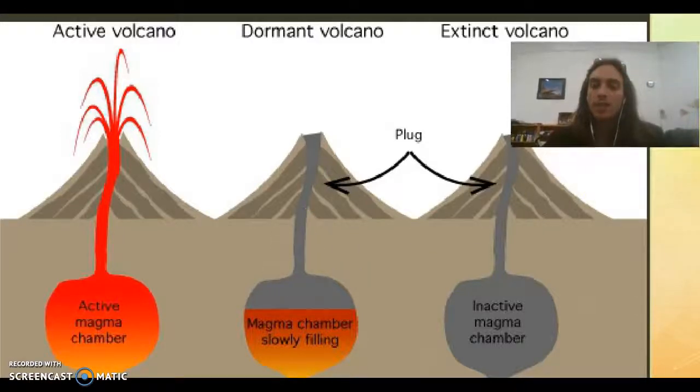And then we've got extinct volcanoes, where this plug has completely covered the whole magma chamber. The chamber has no more magma. It's not filling up with anything. It's inactive. We don't expect any more activity from this volcano again. And so that should be just about all you need to know about volcanoes.